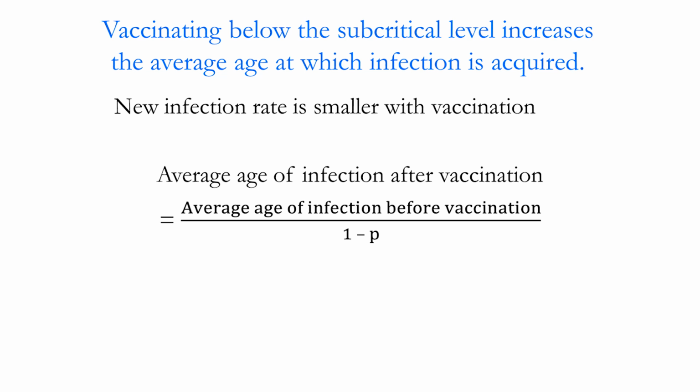If you vaccinate a proportion P, which is subcritical, below the critical vaccination rate needed to eliminate the disease, then the average age of infection after vaccination is the average age of infection before vaccination divided by 1 minus P. So if you're only able to vaccinate 50%, 1 minus a half is multiplying by 2, so you're going to double the average age at which the infection is acquired within the community. So a subcritical amount of vaccination will have that effect.